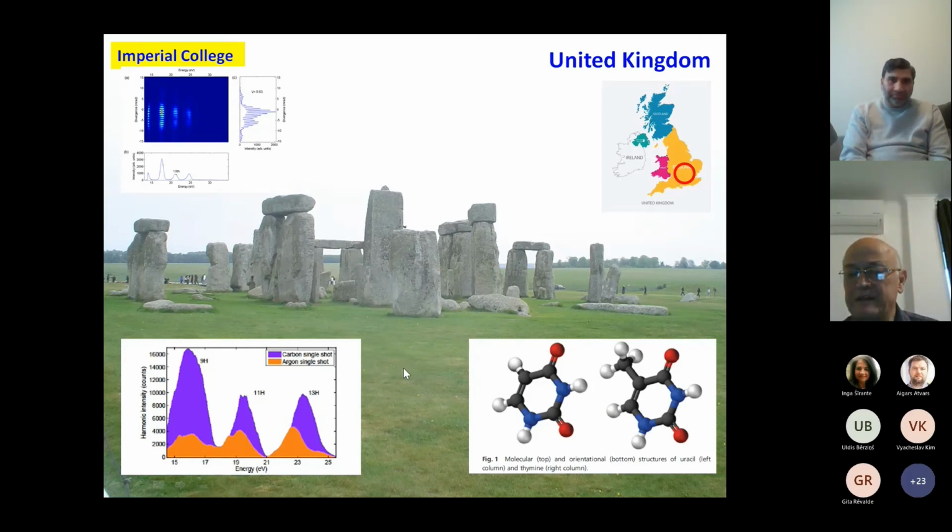This method also allows analysis of complex molecules. Here I show images of DNA components, uracil and thymine. In the case of uracil, I was able to demonstrate strong high-order harmonic generation, while in the case of thymine no harmonics were observed, due to the addition of the methyl part to this molecule, which fully suppresses this effect.